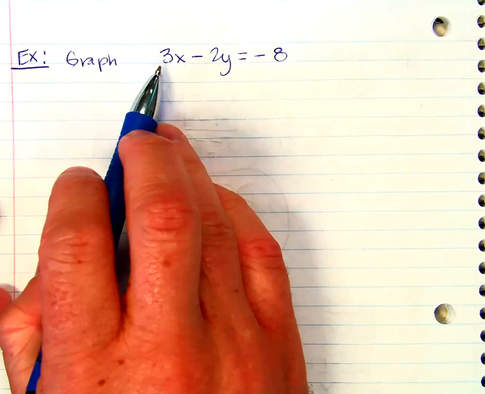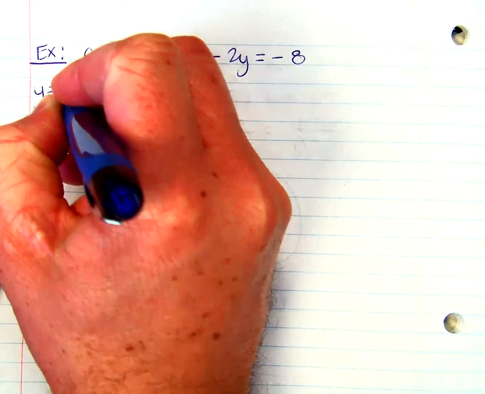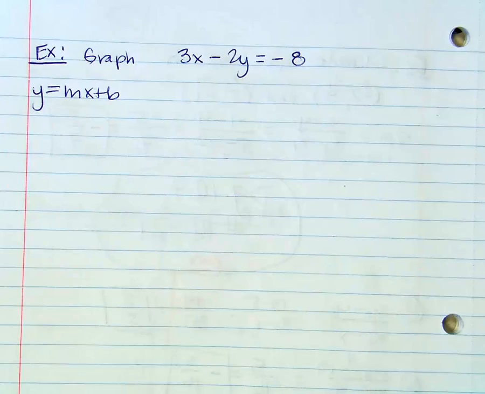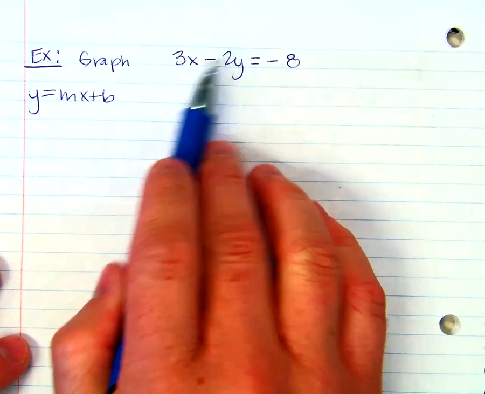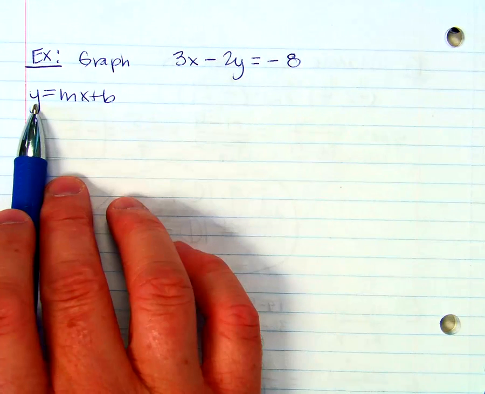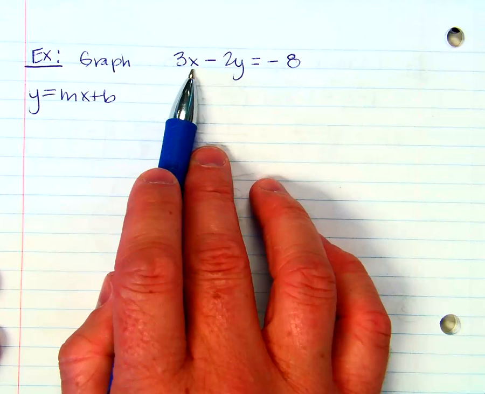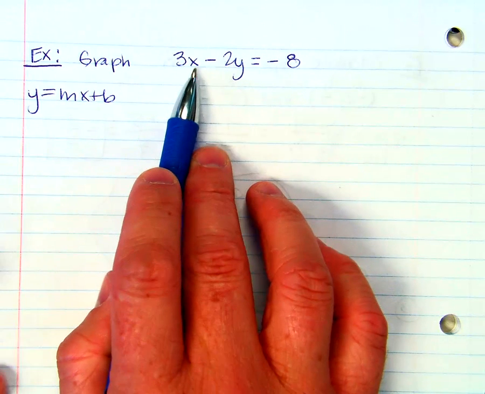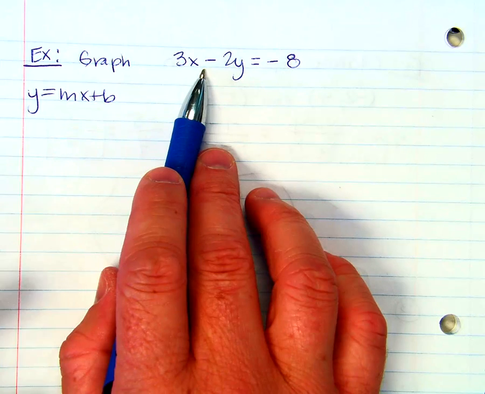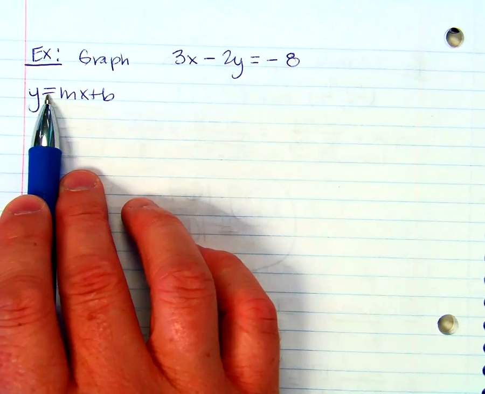To graph this, we would like for this equation to be written in slope-intercept form, which is y equals mx plus b. That means that for me to be able to graph this the way that we've been graphing, I need to get y by itself. So even though there's an x, even though there's another variable, what I'm doing is solving this equation for y. I want to find out what y equals.